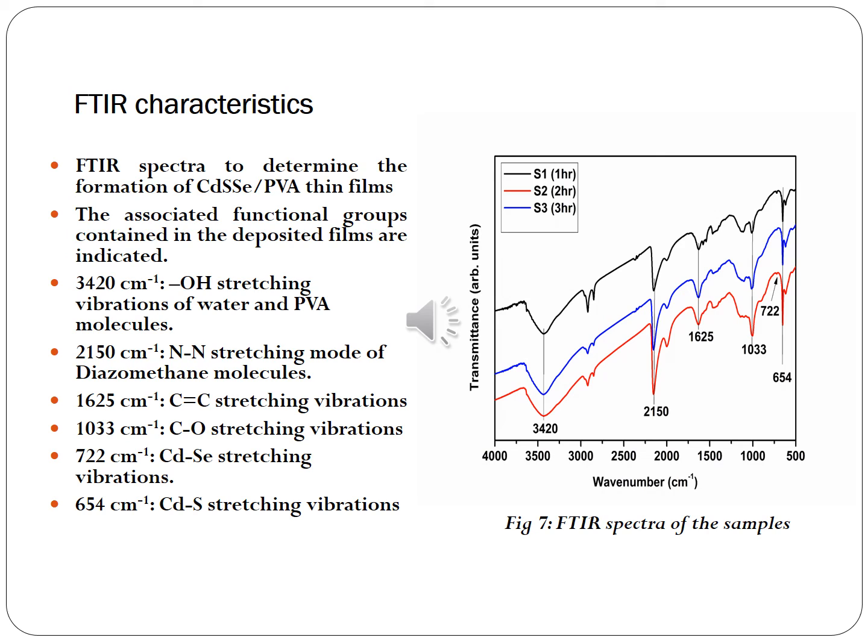The peak at 3420 cm inverse is due to the O-H stretching vibrations of water and PVA molecules. The peak at 2150 cm inverse is due to the N≡N stretching mode of diazomethane molecules. The peak at 1625 cm inverse is due to the C=C stretching vibrations. The peak at 1033 cm inverse is due to the C single bond O stretching vibrations. The peak at 722 cm inverse is due to the cadmium selenide stretching vibrations. And finally, the peak at 654 cm inverse is due to the CdS stretching vibrations.